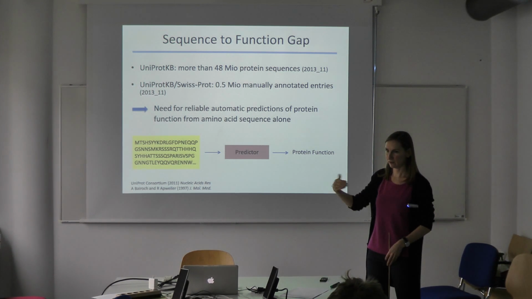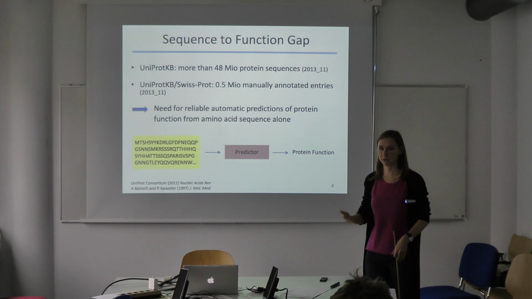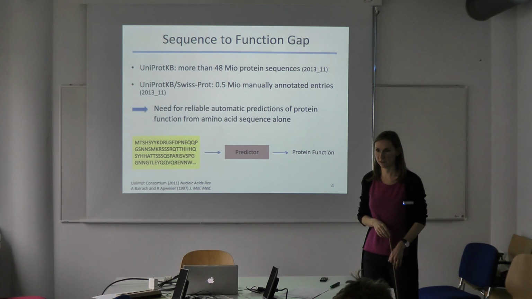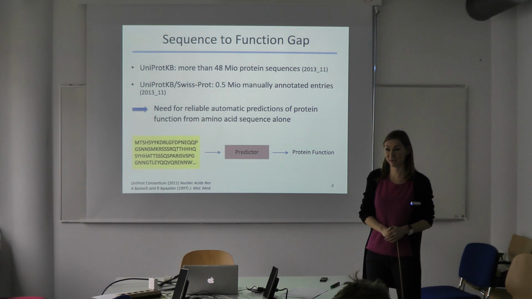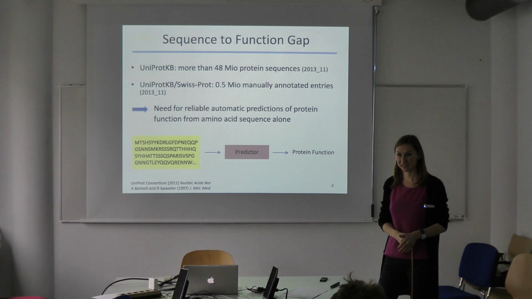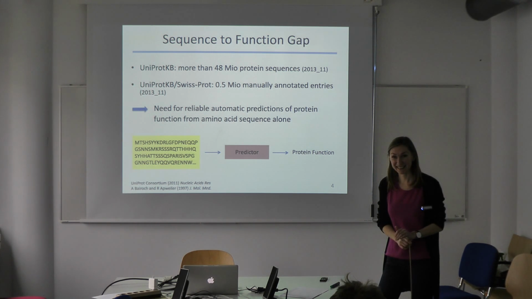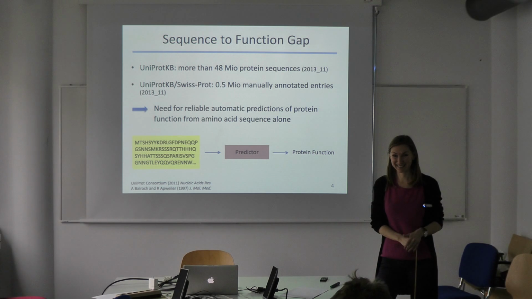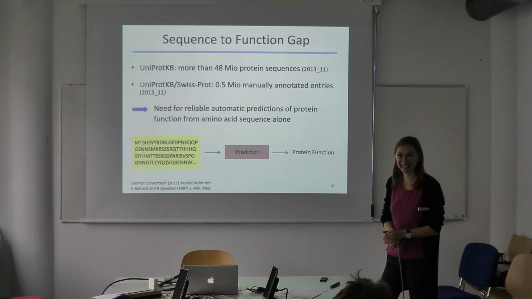So one is manual, the other is automated. So what is the information in the automated part of the database? Where does it come from? Many of them are predicted. From where? From other sequences. What sequences? From the correlated ones.